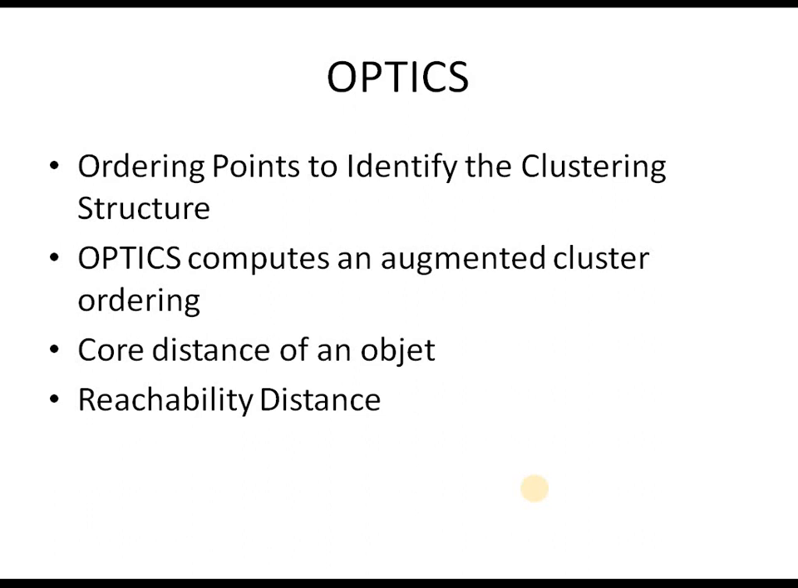Based on the idea, two values need to be stored for each object. The first one is the core distance of an object and the second one is the reachability distance. The core distance of an object P is the smallest epsilon value that makes P a core object. If P is not a core object, the core distance of P is undefined. The reachability distance of an object Q with respect to another object P is the greater value of the core distance of P and the Euclidean distance between P and Q. If P is not a core object, the reachability distance between P and Q is undefined.